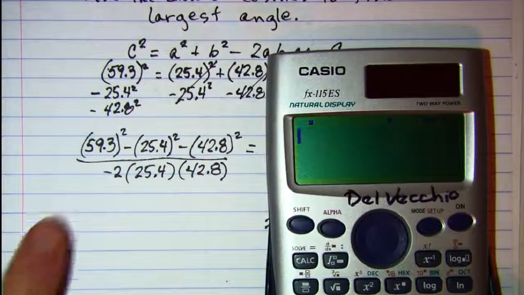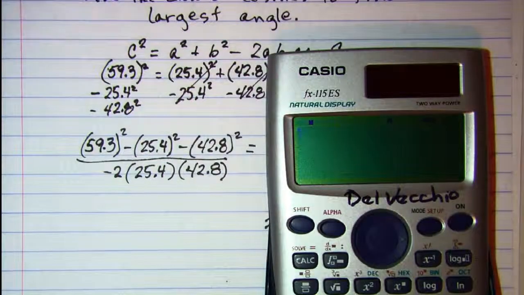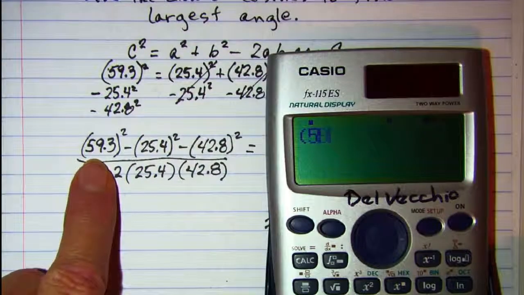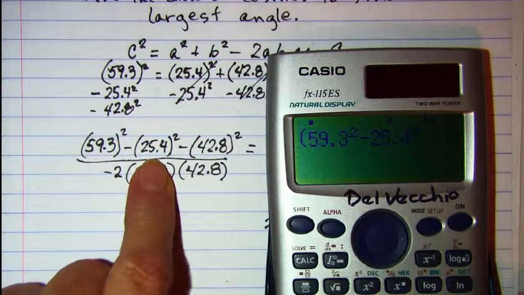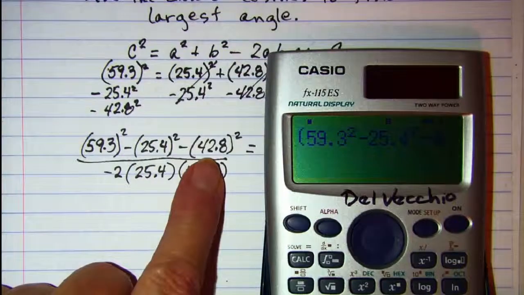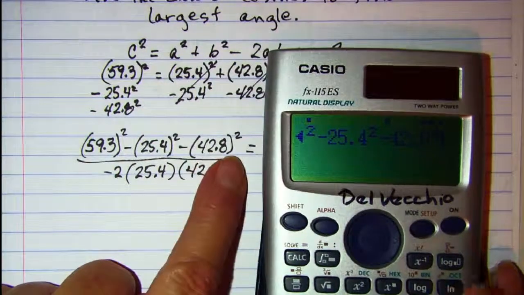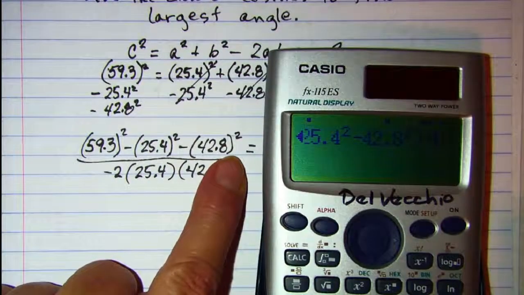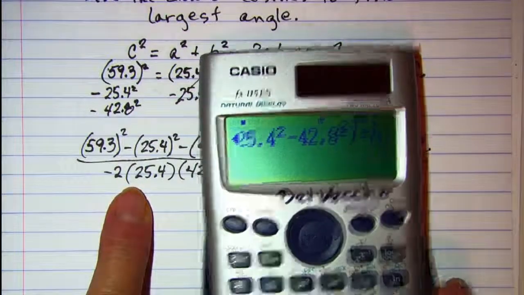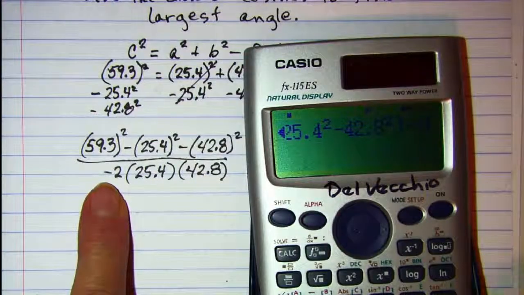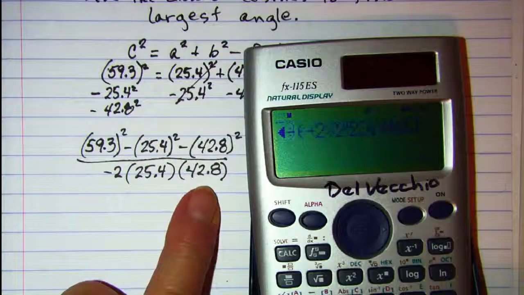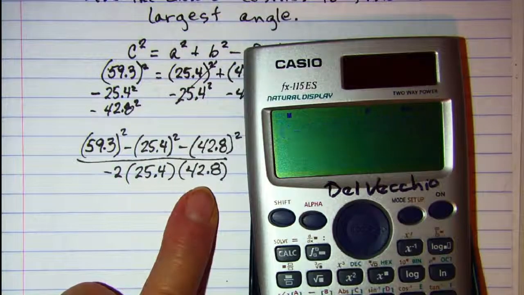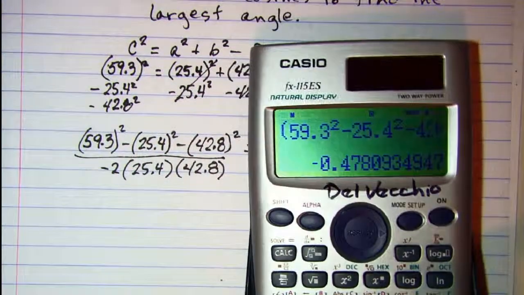But all right, so I have kind of a big fraction here. I'm going to have to open my numerator, put parentheses around it, and then I have 59.3 squared minus 25.4 squared minus 42.8 squared. Now close my numerator and divide by, and then open my denominator. And I have in my denominator negative 2 times 25.4 times 42.8. Close my denominator and hit equal. So my cosine is a negative 0.4781.